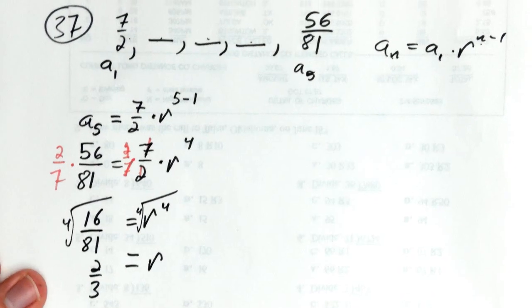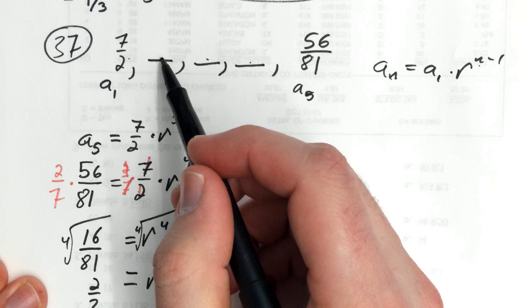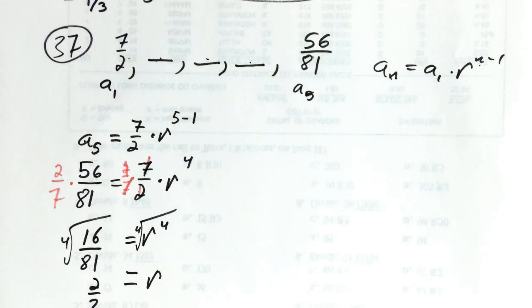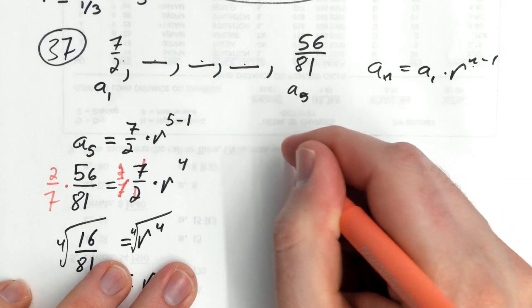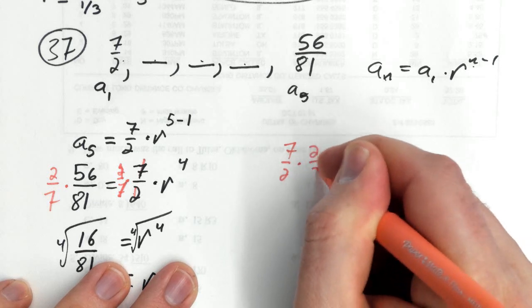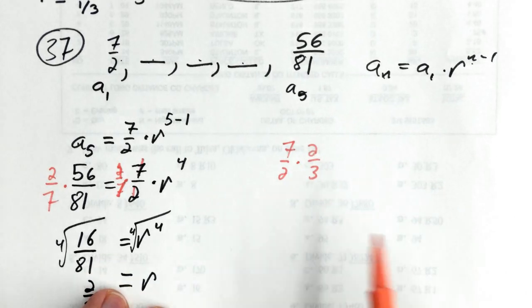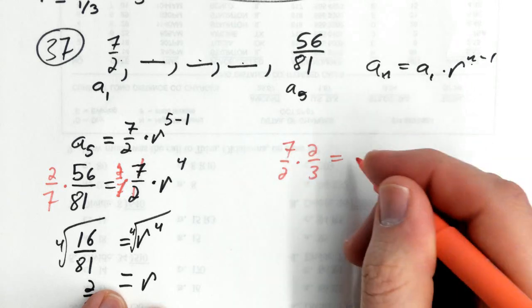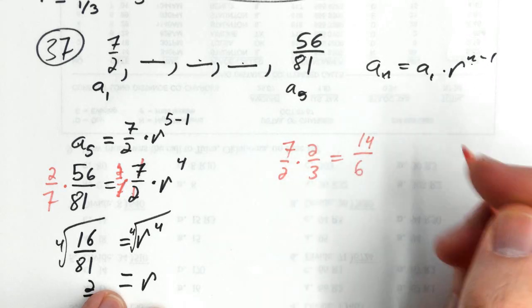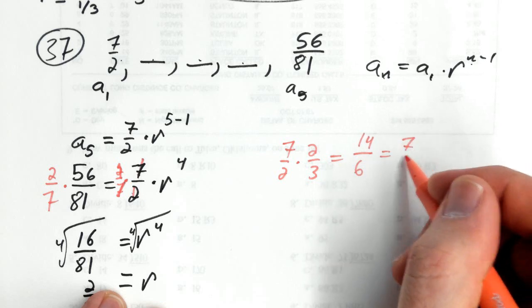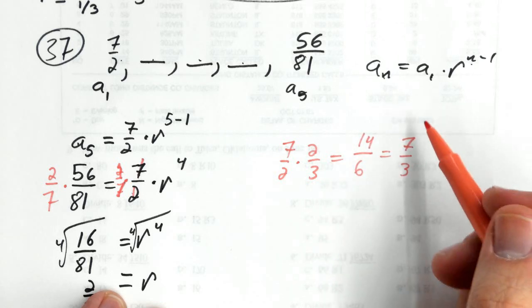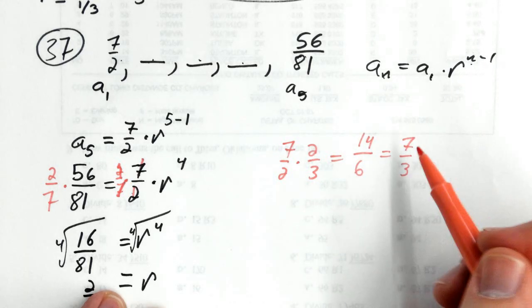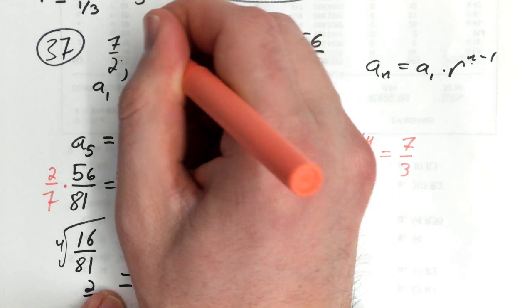If we know that, then we can figure out what these terms are. So this term right here, let's do some scratch work, is going to be 7 over 2 times 2/3. That's our common ratio. When you multiply fractions, you multiply straight across the top and the bottom, so you get 14 over 6, which ends up being just 7 over 3. Again, you can put this in Desmos as well to get the simplified fraction if that's confusing.